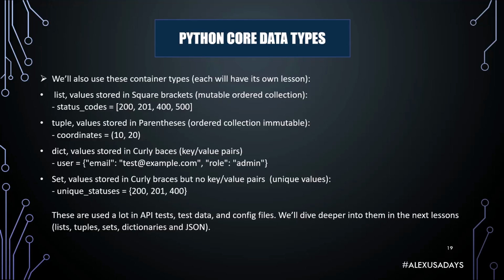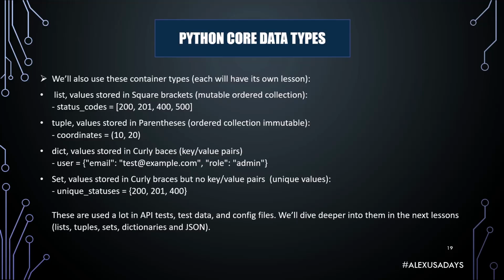So that means if we have coordinates 10 and 20, we cannot go and reassign the first value within this tuple. It's immutable. We also have dictionaries, and dictionaries store values in curly braces, and they store them in key-value pairs. So for example, here we have a user, and it has email. That's a key, and the value for that email is test@example.com. Or we have role, and the value for that role is admin.